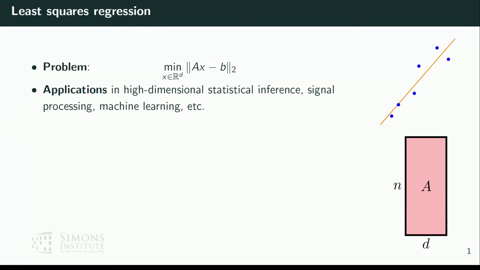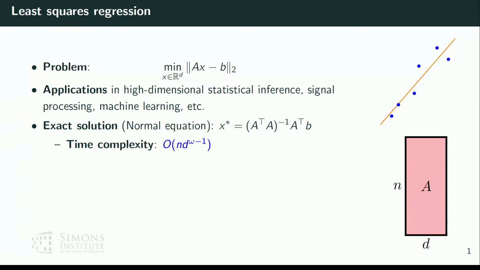Okay, and L2 norm least squares regression is very simple because we have an exact solution to this problem. The exact solution is given by the normal equation, computed as an inverse times A transpose times b. You can compute this exact solution using fast matrix multiplication. If you compute this from scratch, it takes n times d to the omega minus 1 time, where omega is the fast matrix multiplication exponent. It's about 2.37 right now. And the bottleneck is computing the matrix multiplication inside the inverse.